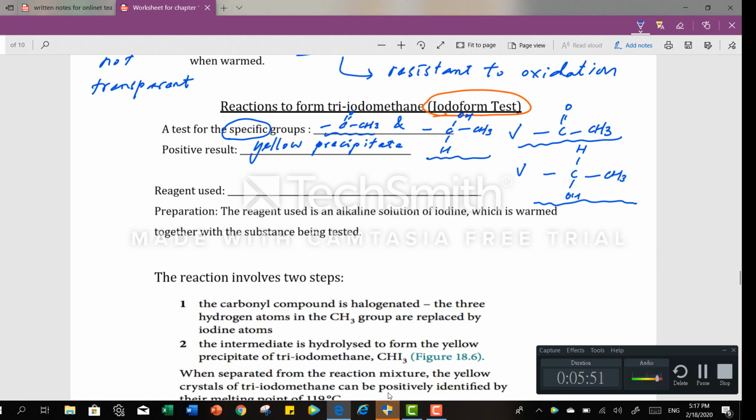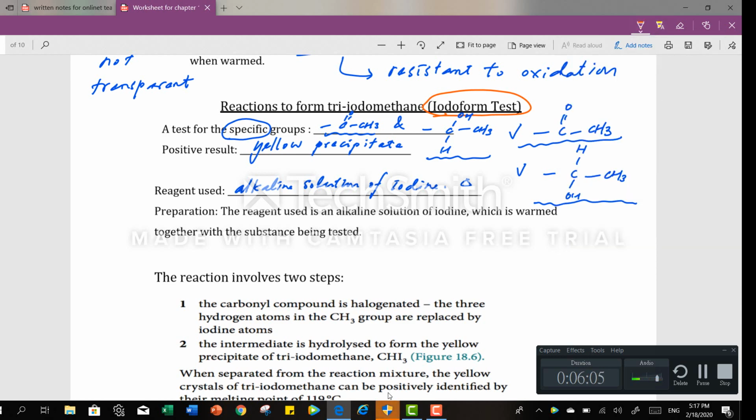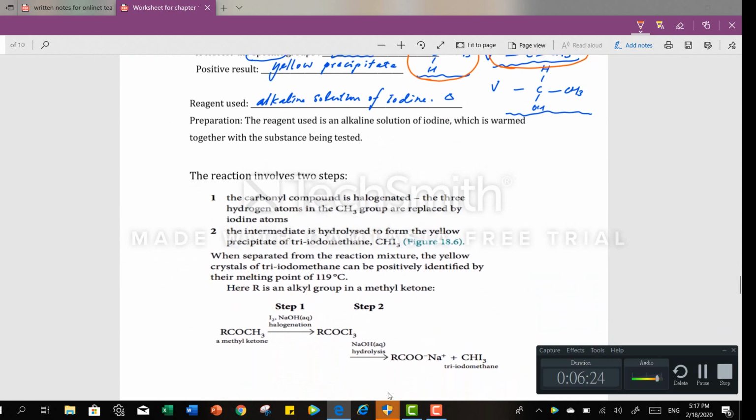Now the reagent used will be the alkaline solution of iodine, and requires heating, okay? If your compound, I repeat once again, is not for testing aldehyde or ketone, it's for testing a specific group of atoms. The specific groups are this one and this one. Please remember, okay? So understand? And you have to know a little bit about its reaction, because the test will also mention it as well.